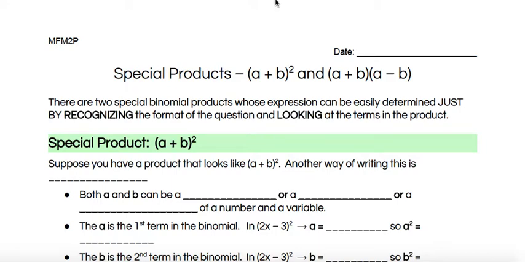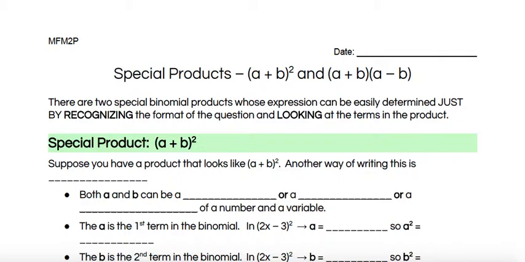Special products. So we looked at multiplying binomials in our previous lesson, and today I'm going to show you some strategies to make multiplying special products a little bit more efficient. So when I'm thinking about special products, I'm looking at where I have the same bracket being multiplied by itself, so (a plus b) squared, or if I have the same terms in the brackets, but the signs are different.